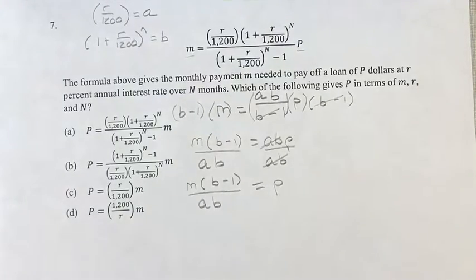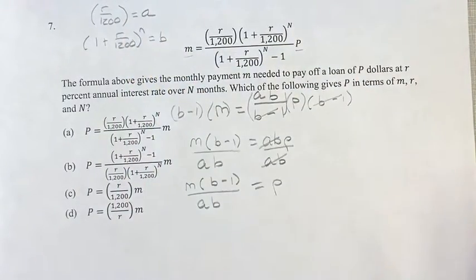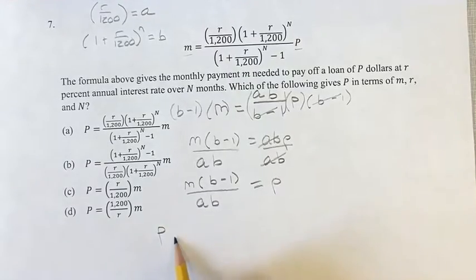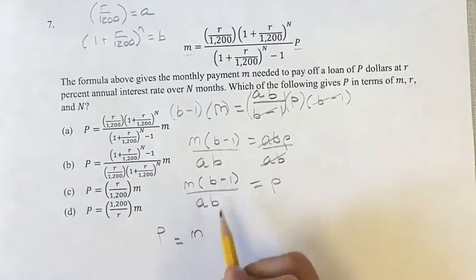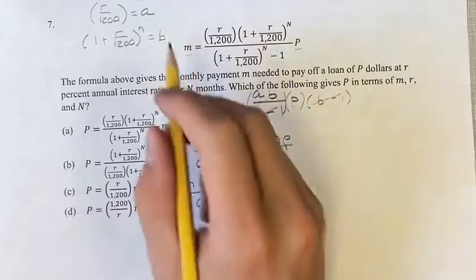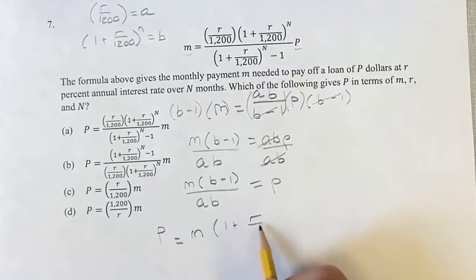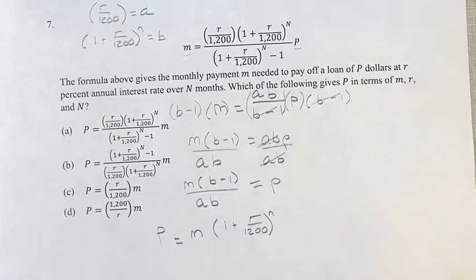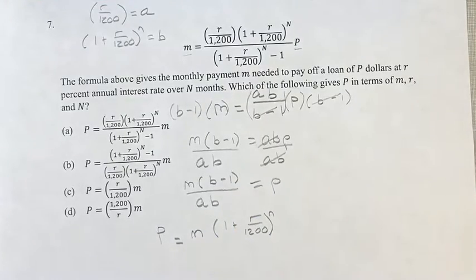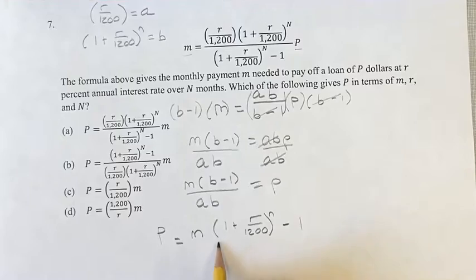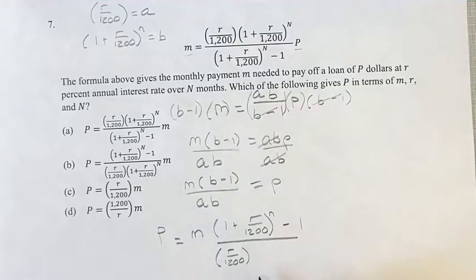Now, we don't want it in terms of a and b, we want it in terms of these, so plugging in one more time, if p is equal to m, which stays the same, times b, which we said was 1 plus r over 1200 to the n, minus 1, divided by a, which is r over 1200, times b, which is 1 plus r over 1200 to the n. And this is your final equation.